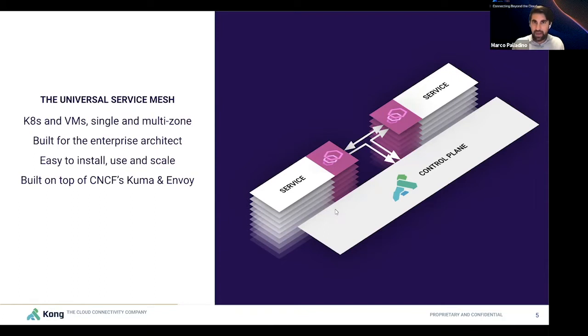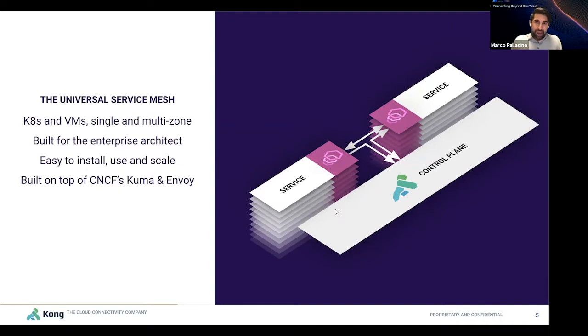So if today we have virtual machines running, today we can run Kong Mesh. We don't have to move to Kubernetes first in order to use it. We can also mix and match Kubernetes in virtual machines, and this is what this demo today it's all about. It is built for the enterprise architect. It is built for the architect that has to support connectivity across multiple applications, multiple teams, multiple lines of businesses, and we need to be able to do that in a scalable way.